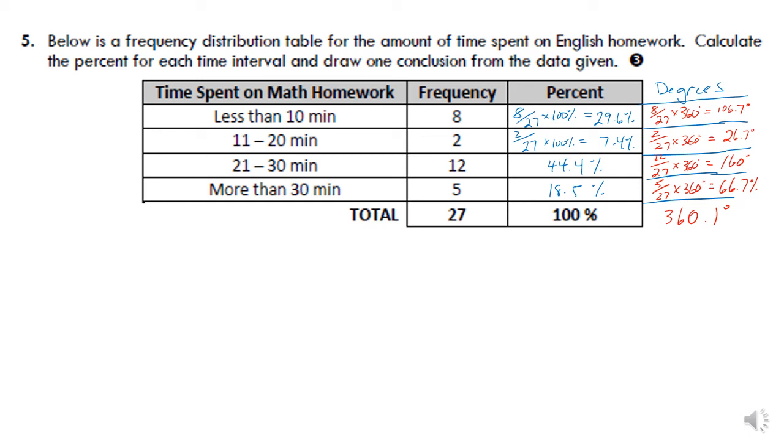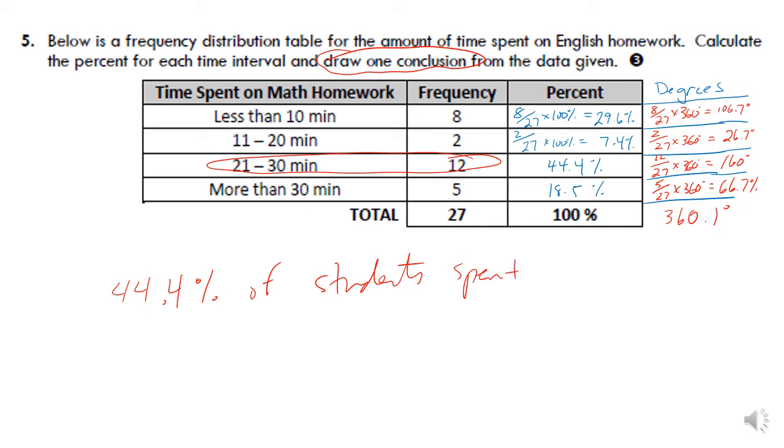And the last part of this, draw one conclusion, meaning write one sentence. Again, as long as it matches the data in the table, you can say whatever you want. So let's pick on this one. If you want a good level 4 response, quoting the percent is a good thing. So you could say 44.4% of students spent 21 to 30 minutes on homework per night.